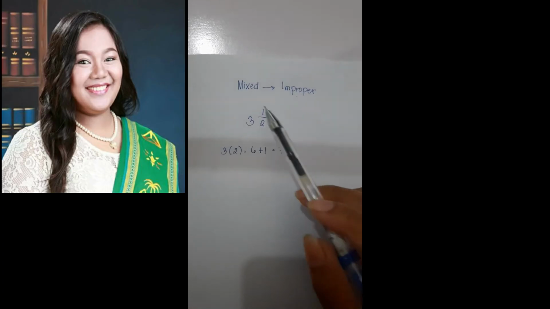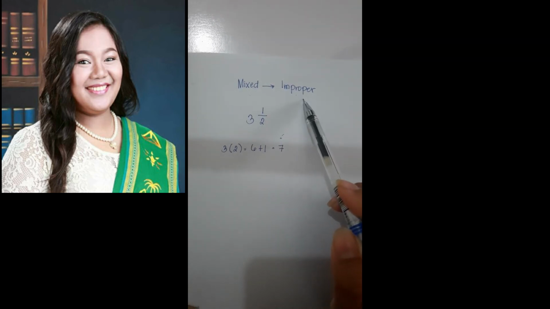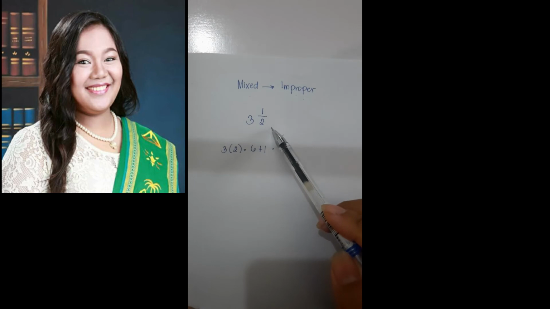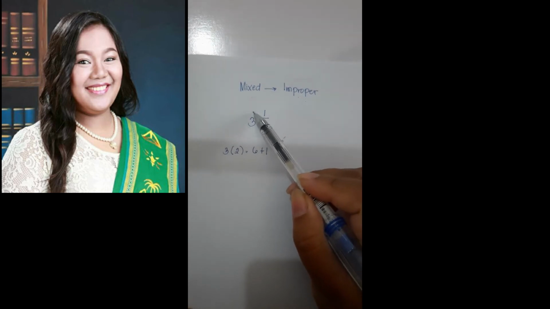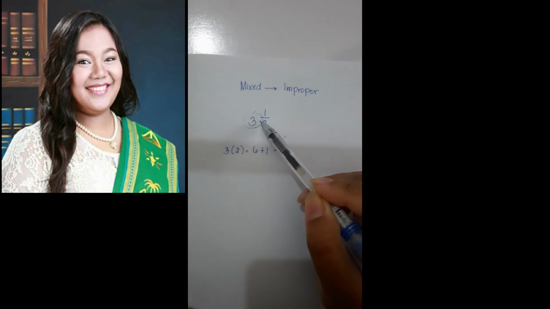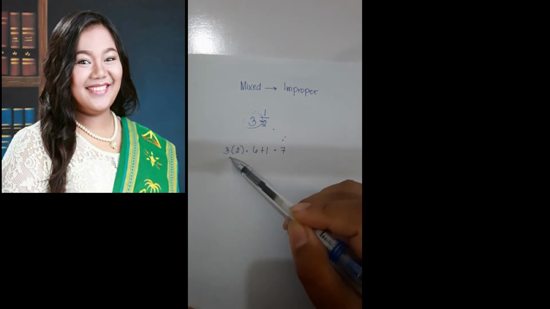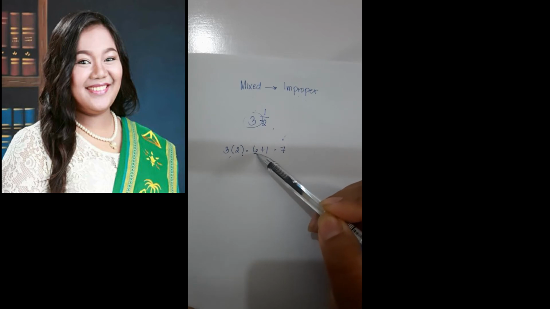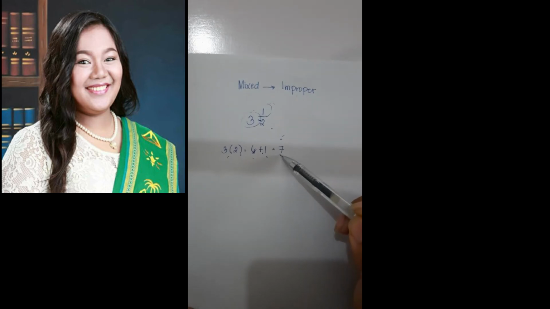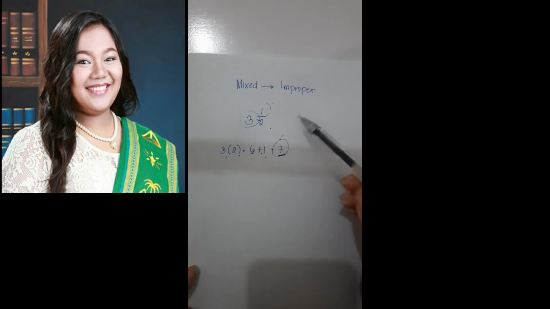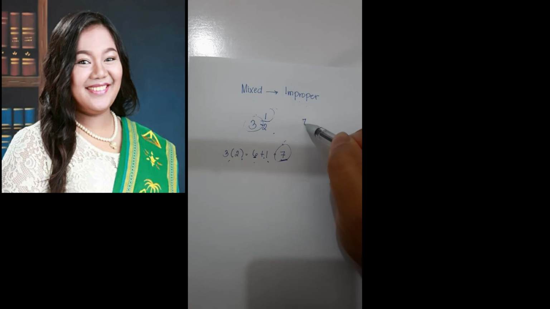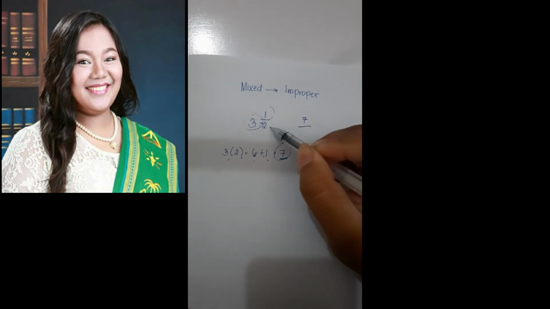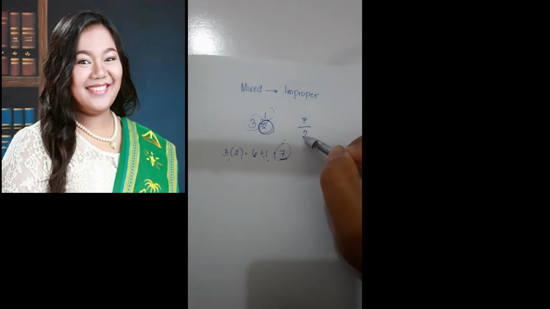How to convert mixed numbers into improper fractions? Consider 3 and 1/2. So first we will multiply the whole number by the denominator. So we have 3 times 2 equals 6. The product, we will add to the numerator. So 6 plus 1 equals 7. So this is our sum, and we will make this our new numerator. And we will retain the denominator. So this is 7/2.